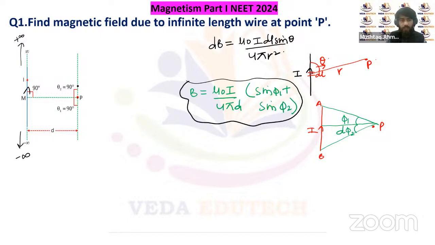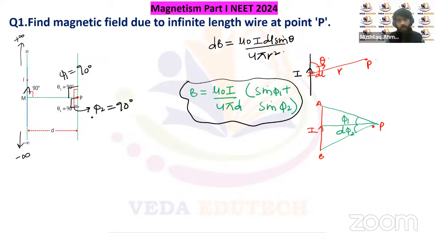Or we can conclude that phi 1 has to be equal to 90 degrees and phi 2 also has to be equal to 90 degrees, right? So we can say that phi 1 and phi 2 are 90 degrees each for an infinite current carrying wire.